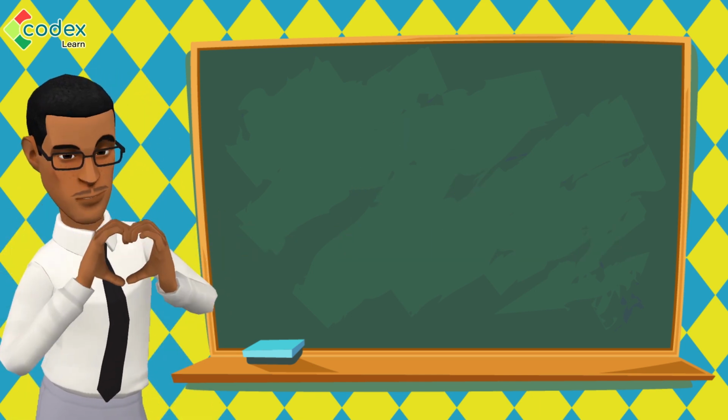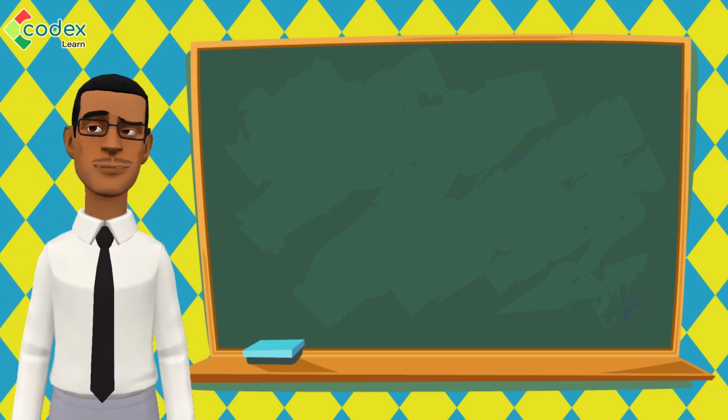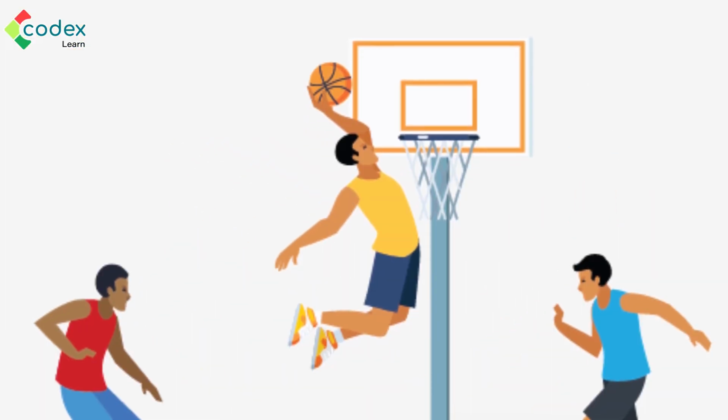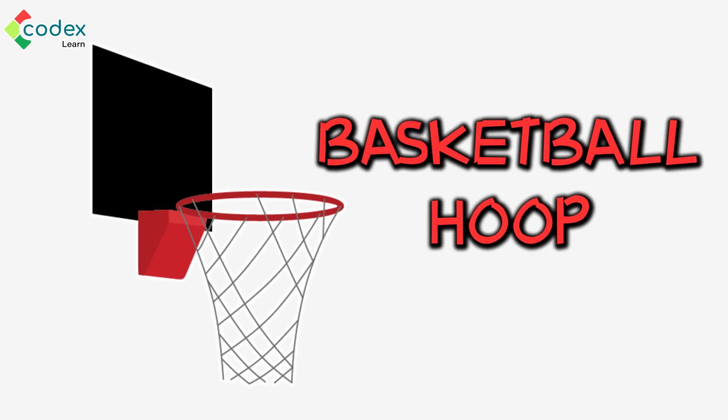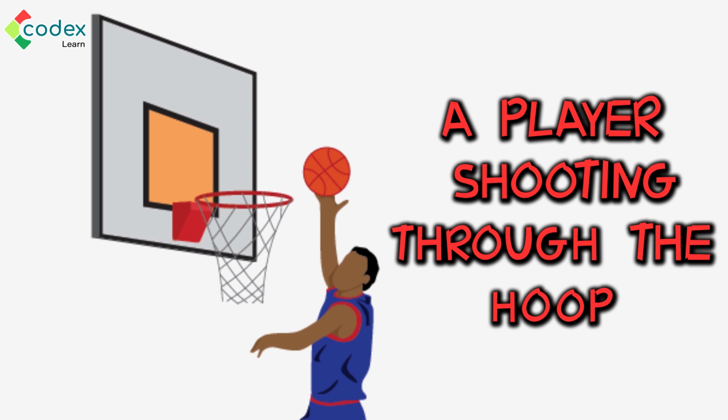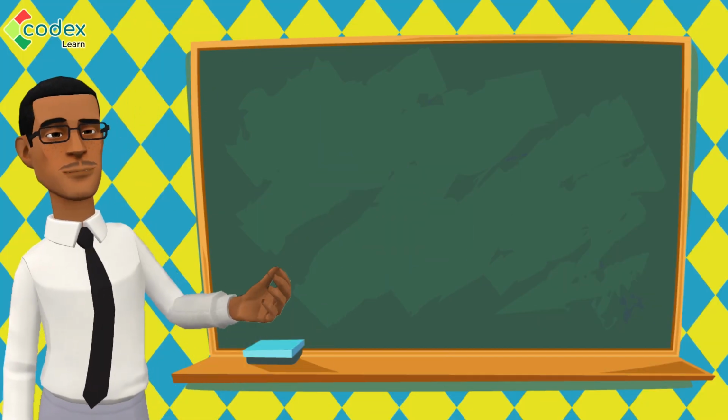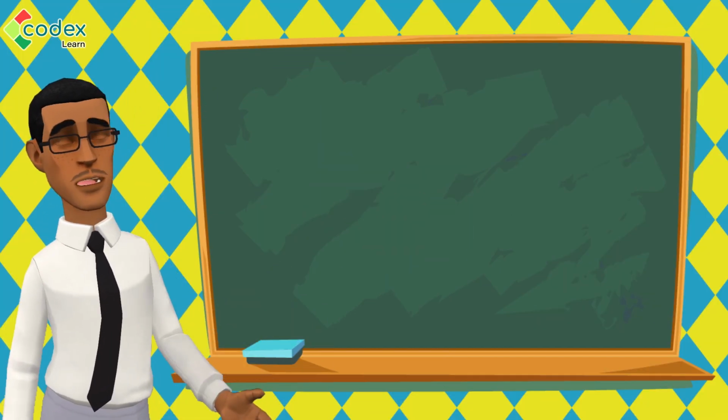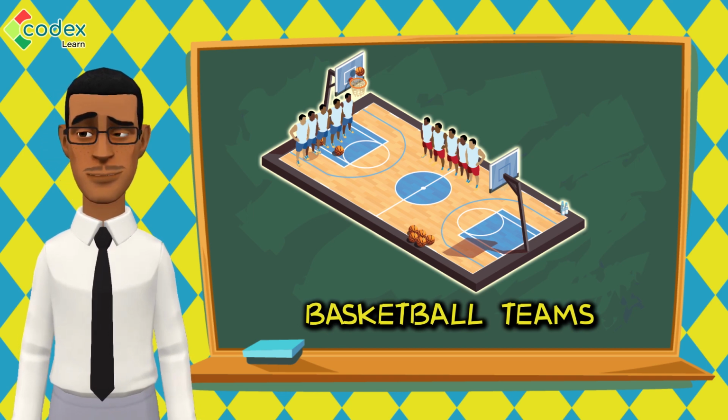Basketball is one of the most popular sports in the world. It is played with a ball and a hoop. The hoop is like a net with an opening at the bottom. Players score points by shooting the ball through the hoop. Basketball is a handball game that is played by two teams of 5 players.